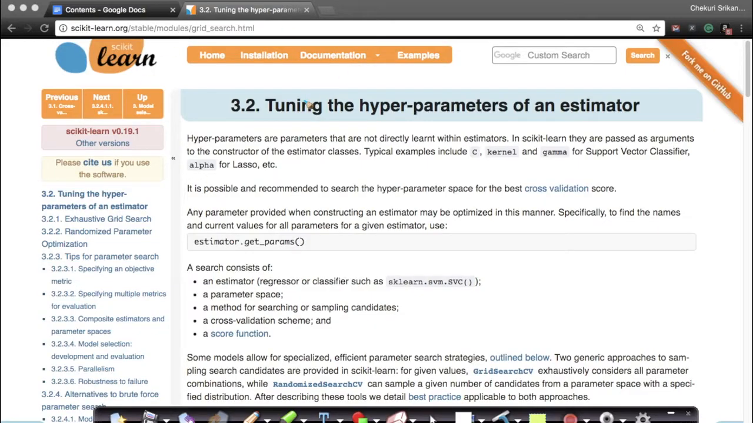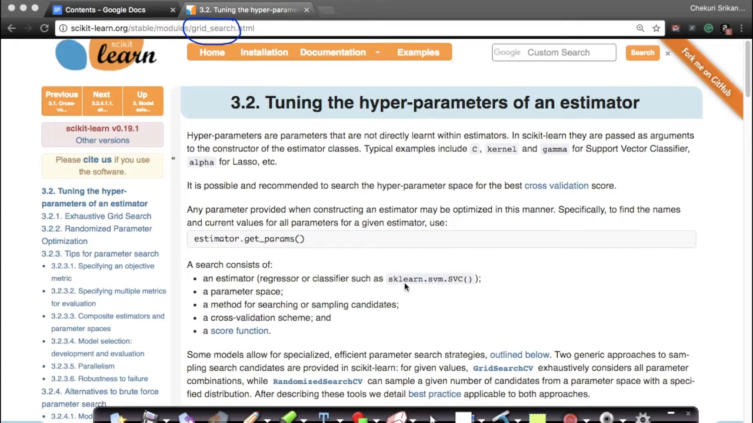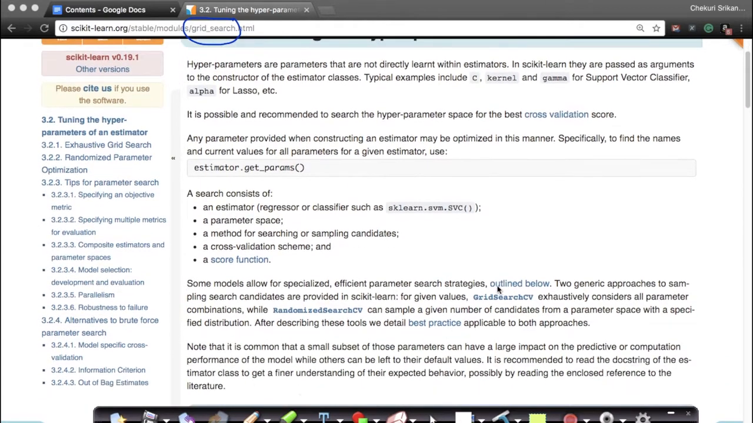For example, if I go to this page on scikit-learn, it's called grid search. You have two very popular searches that are available. You have something called grid search cross-validation, which does what it says: it tries to do hyperparameter optimization using grid search. Similarly, you have random search cross-validation, which is a function that helps you do cross-validation search for hyperparameters like lambda.